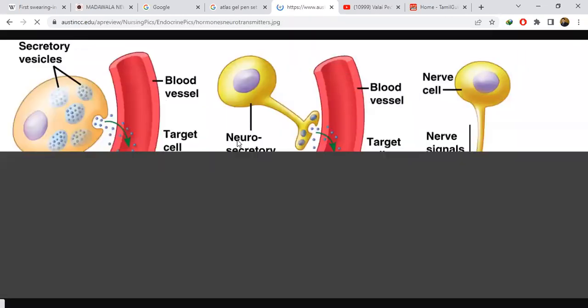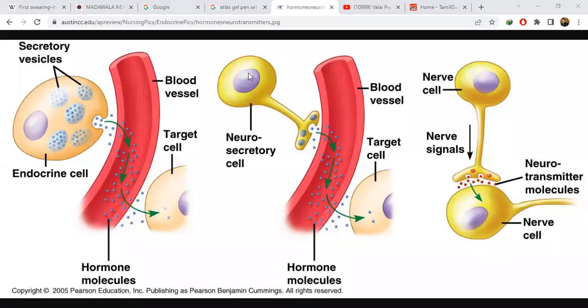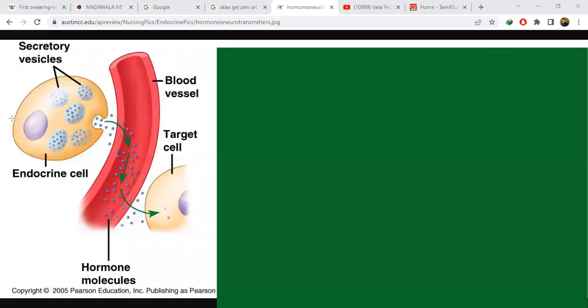Don't look at the other pictures, no point. This is not necessary. Concentrate on this. Can you see the endocrine gland? Yes, sir. Can you see those blue dot, dot, dot like things? What are they? Hormone molecules. Those hormone molecules are coming into the blood vessel. Through the blood vessel, they reach the target cell.